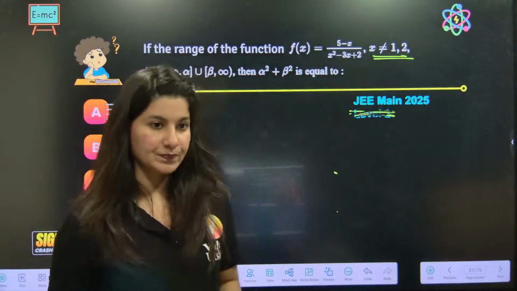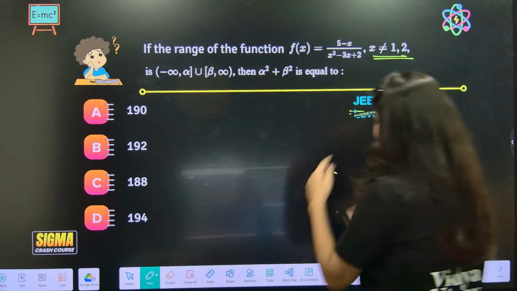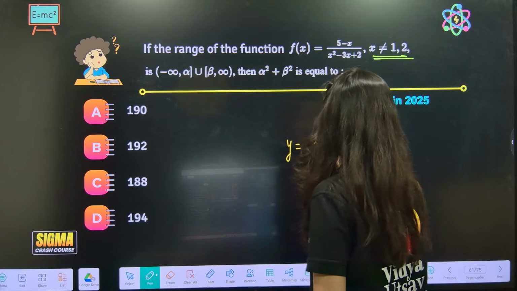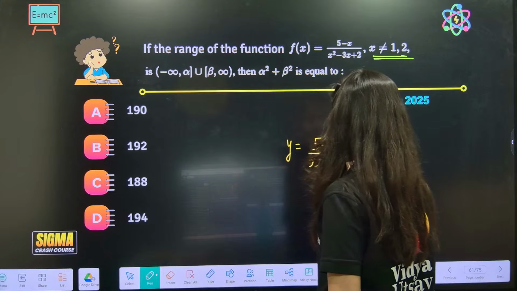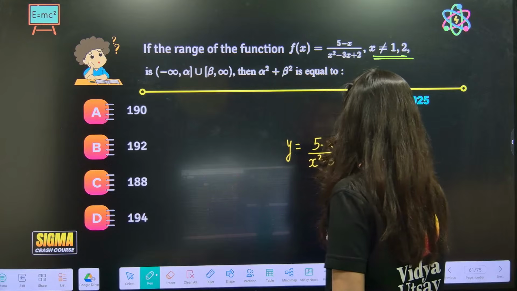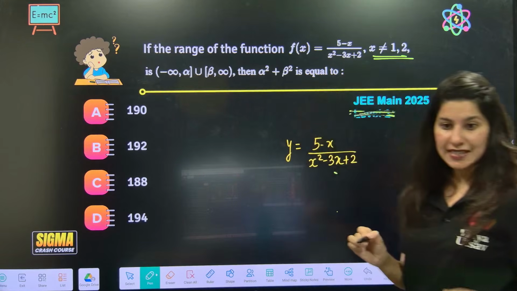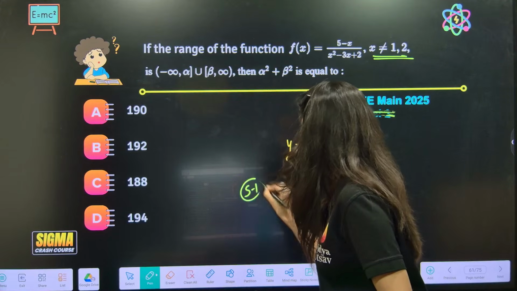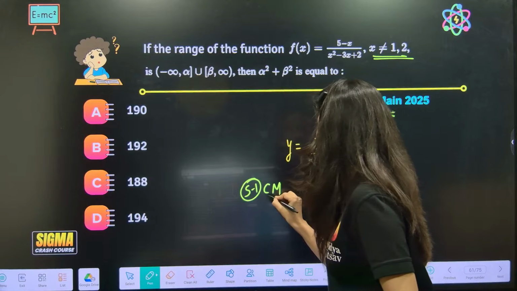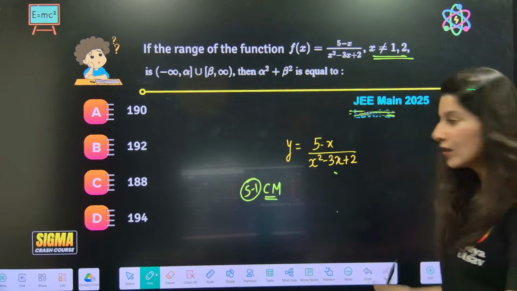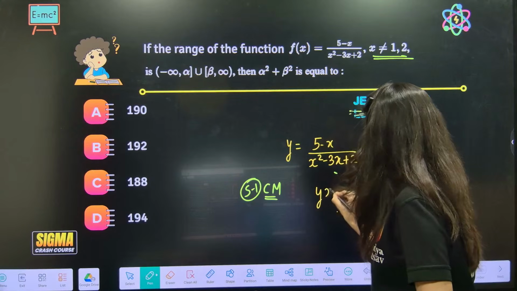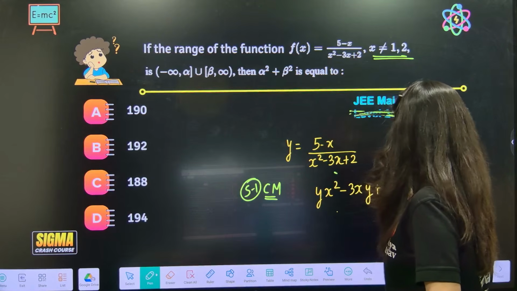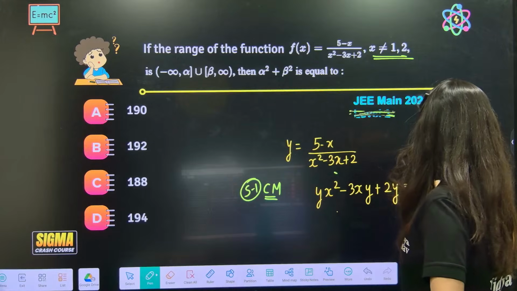Alright. So in this case, y equals (5 - x)/(x² - 3x + 2). I will show you a step-by-step technique to solve this question. Step number 1: cross multiply. So yx² - 3xy + 2y = 5 - x.